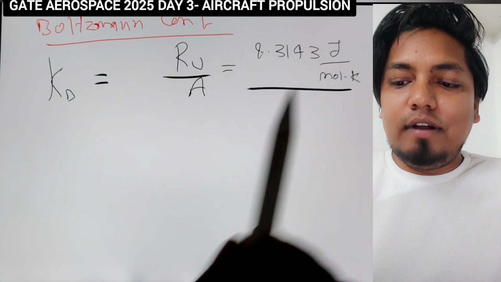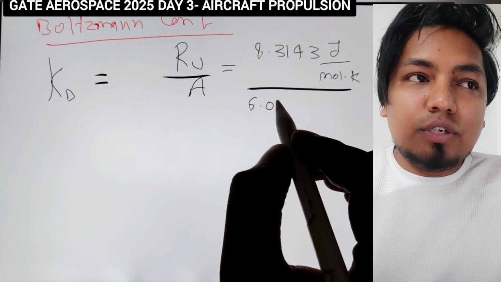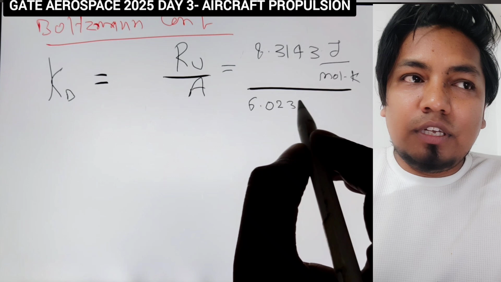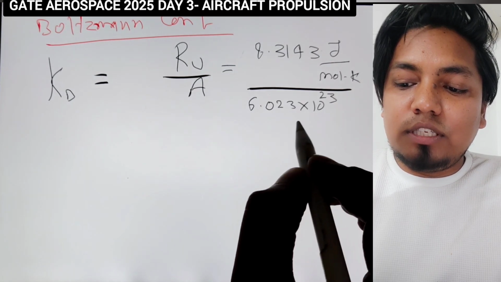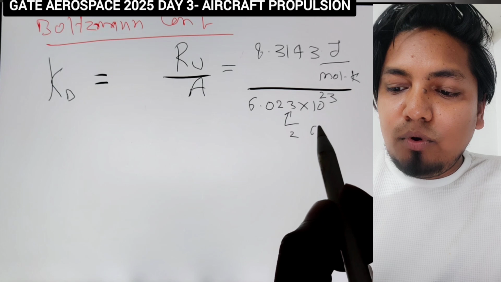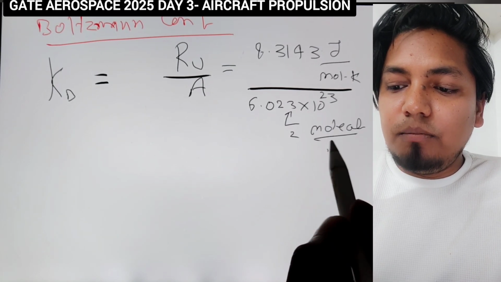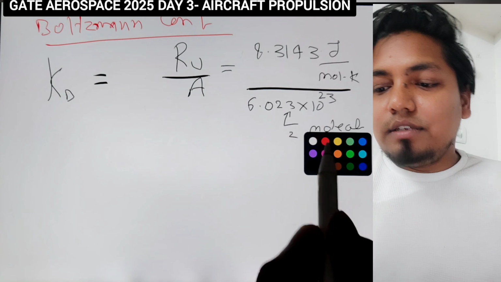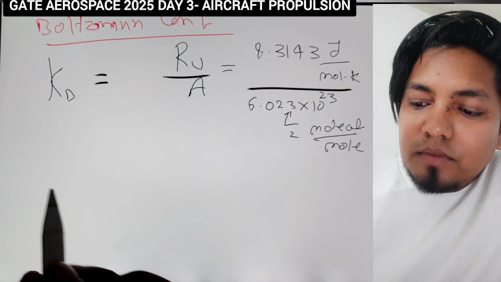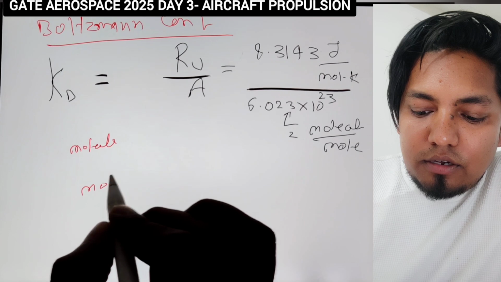Okay, and if I divide this entire value by the Avogadro number, 6.023 into 10 to power 23, some people may write 2 here also, that is totally fine, no problem. Molecule per mole. See guys, try to understand what is the difference between molecule and mole.